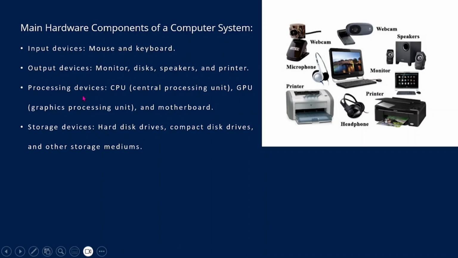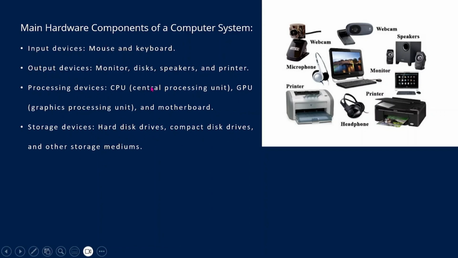Processing devices are the brain of the computer. The CPU, or central processing unit, is the core processing unit. We often call it the brain of the computer. Other processors like the GPU, also known as the graphics processing unit, help with tasks like gaming or design. The motherboard connects all components of the computer, allowing them to communicate.